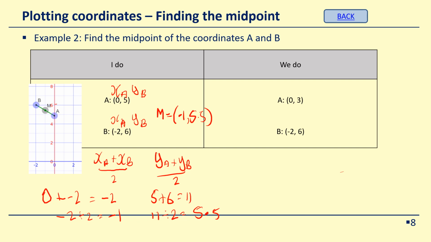Okay, you have a go now at the we do. Pause the video, and then after you've paused it, I will show you the answer. Okay, I'm going to show the answer now.